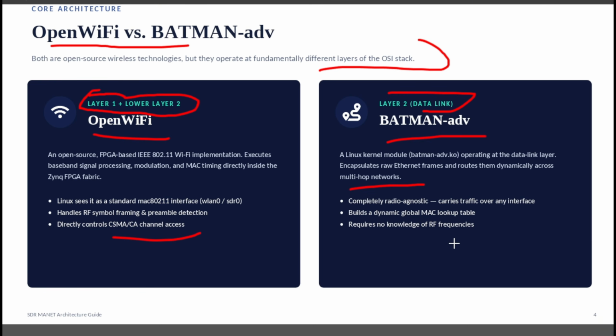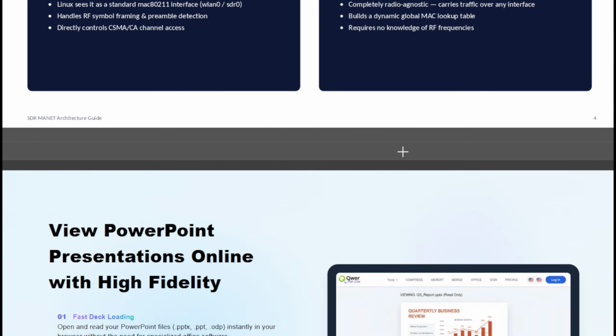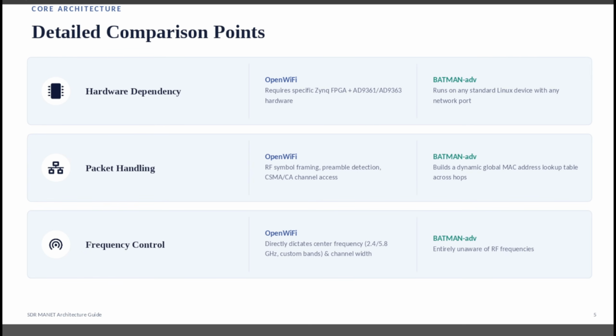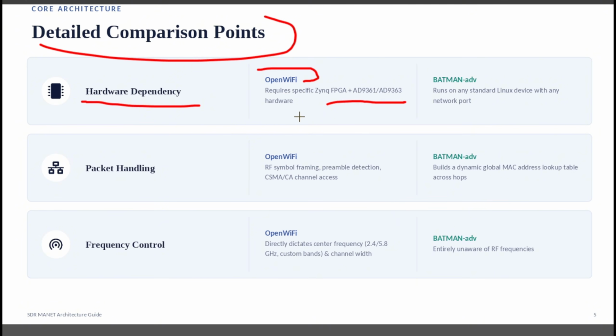Now let's go into detailed comparison points. Let's go a level deeper in three specific dimensions. First, look at hardware dependency. OpenWiFi requires the specific Zynq FPGA and AD9361 or AD9363 combination, while BATMAN-adv will run on any standard Linux device with any network port.